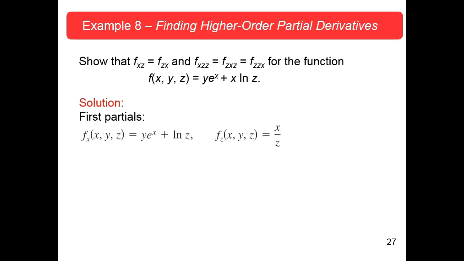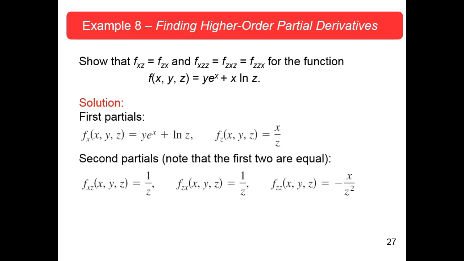They're going to take the partial of this with respect to z to get the first thing there. Take the partial with respect to x to get the second thing. And let's see if that's what they do. Okay, second partials, note that the first 2 are equal. The partial of this with respect to z now gives you nothing, and this gives you just 1 over z. The partial of this with respect to x gives you 1 over z. Treat z as a constant, so that's 1 over z. Those are exactly the same.